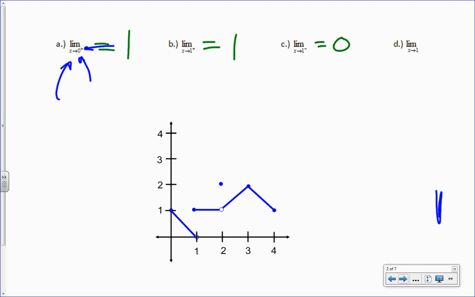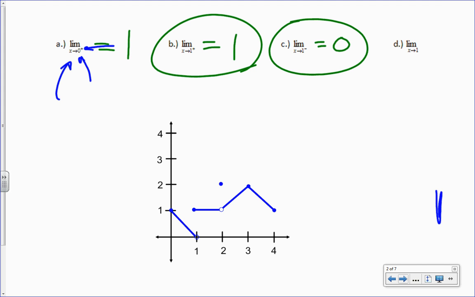Okay, now what's different about letter D? There's no plus or minus. So that means the limit as x approaches 1, period. And for this to work, it has to approach the same value from both directions. So from the right, it approaches 1. Okay, notice I'm choosing the same value. From the left, it approaches 0.